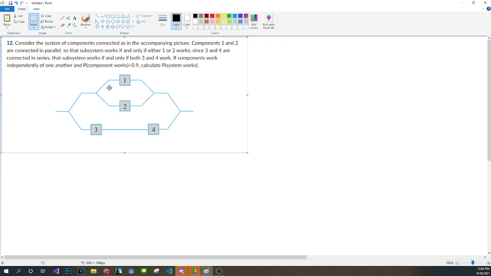Components 1 and 2 are connected in parallel so that the subsystem works if and only if either 1 or 2 works. What that means is, as long as one of these works, then this whole thing will work in the top subset. In this case, we're going to call this subset A.